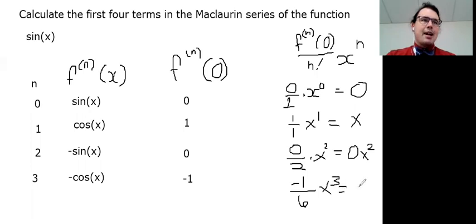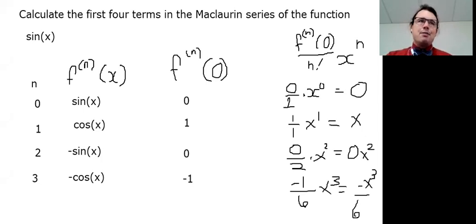And this is all times x cubed. So here are the first 4 terms of my Maclaurin series, including the terms that just work out to be 0. Constant term is 0. Linear term is x. Quadratic term is 0x squared. Cubic term is minus x cubed on 6.